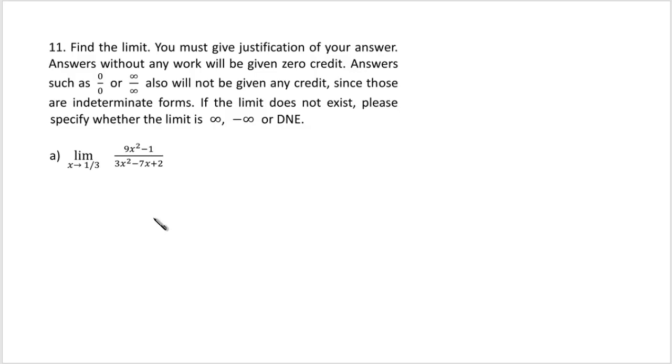These questions are about finding the limit. When you plug in 1/3 into top and bottom, 9 times (1/3) squared minus 1, the top one has 9 times 1/9 minus 1, that's 1, 1 minus 1 is 0. And same thing, if you plug in 1/3 in the bottom, you will see that this also gives you 0. Okay, you can just calculate that.